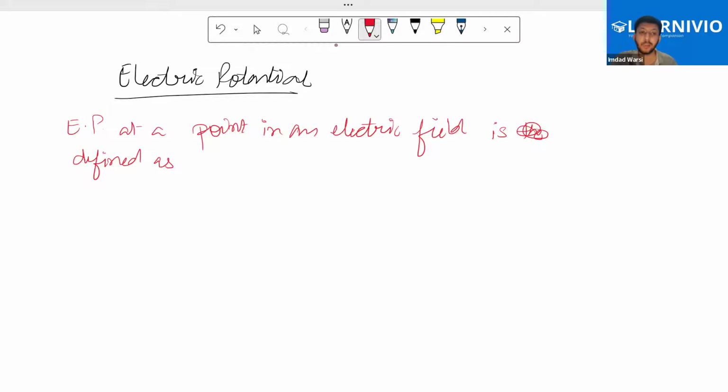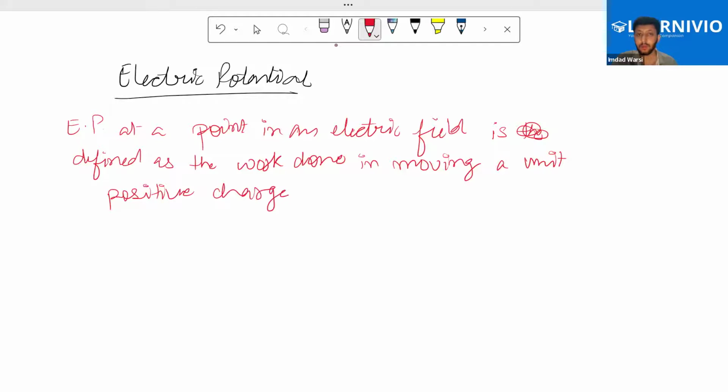Is defined as the work done. First you understand, then you write. Is defined as the work done in moving a unit positive charge from infinity to that point. Write it down.